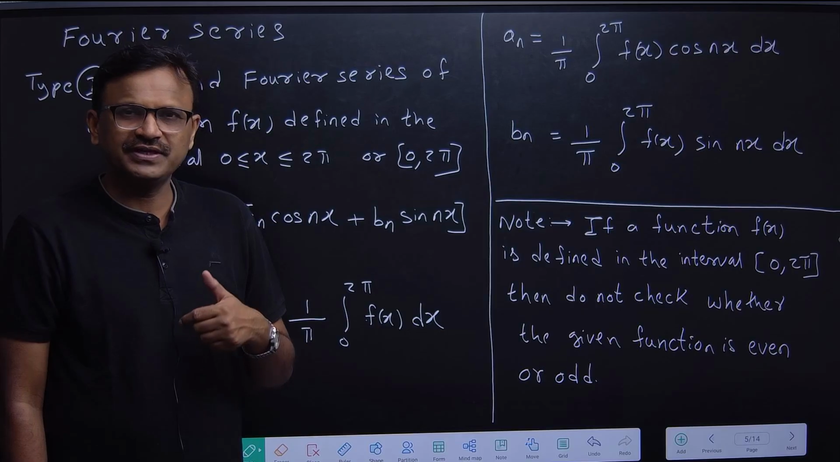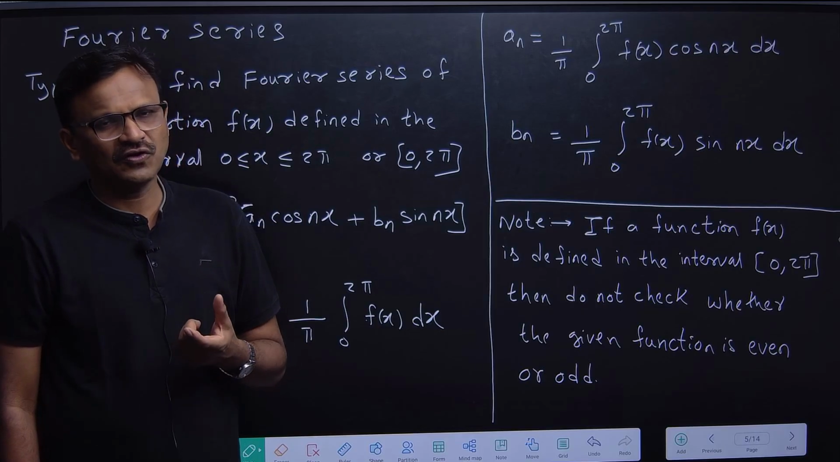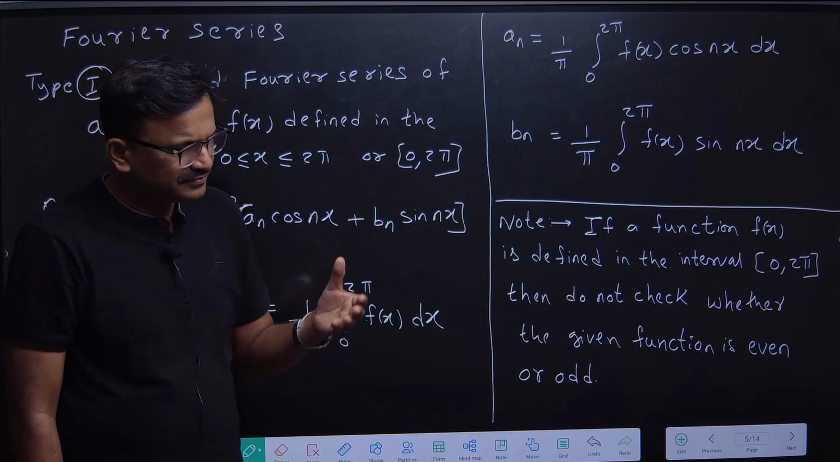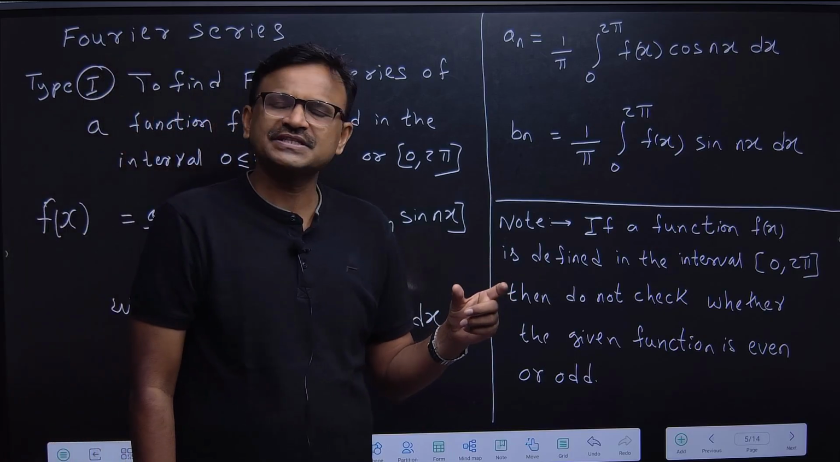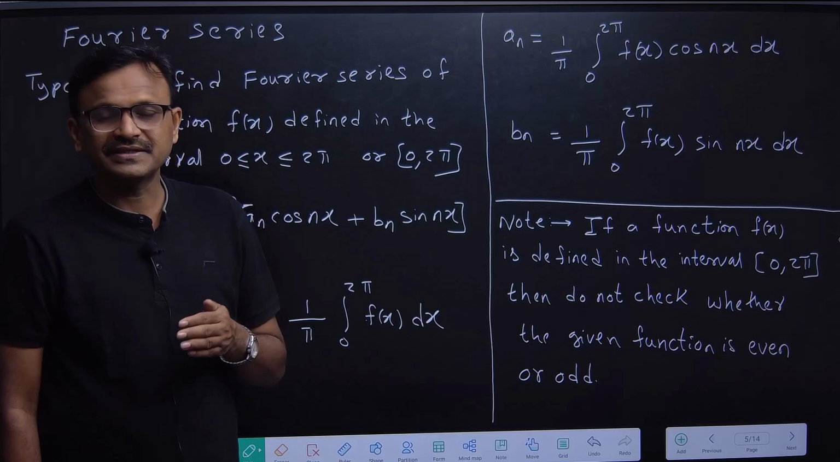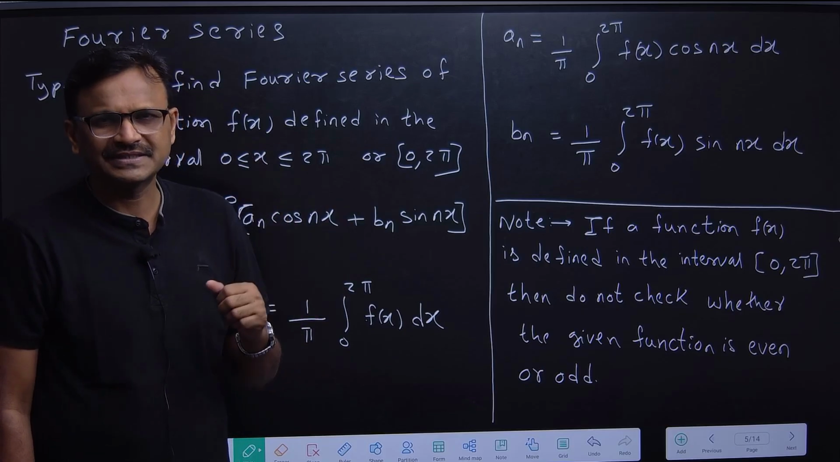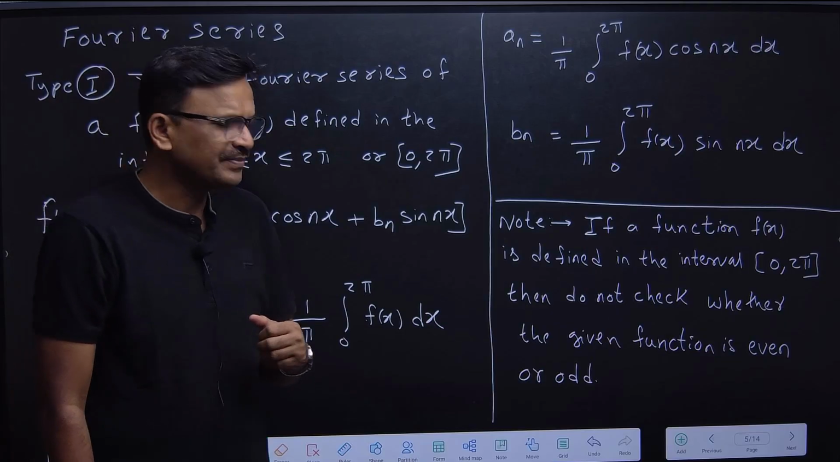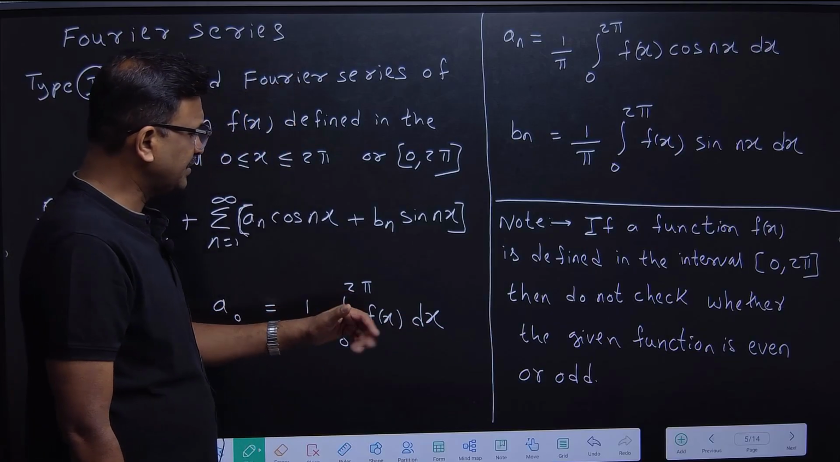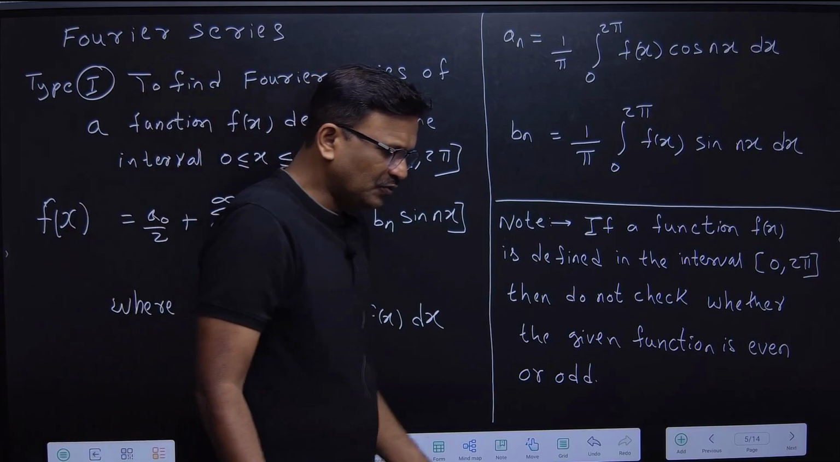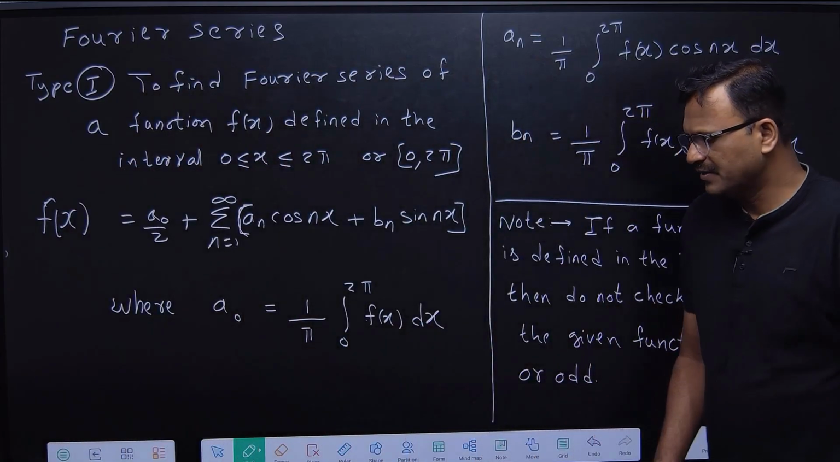In such cases, we check whether a function is even or odd, and accordingly we get different cases, whether the function is even or odd or neither even nor odd. Accordingly, we'll get 3 cases and 3 different formulas in those cases. But here we don't have to check whether the function is even or odd. Now how to apply this in a problem itself, we'll see.